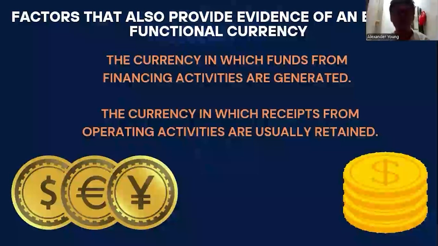Second one, the currency in which receipts from operating activities are usually retained. So let's say we keep our cash from the foreign activities of our branch, let's say in Malaysia, in ringgit. We do not directly send it back to our home office in Indonesia. So the functional currency is ringgit.